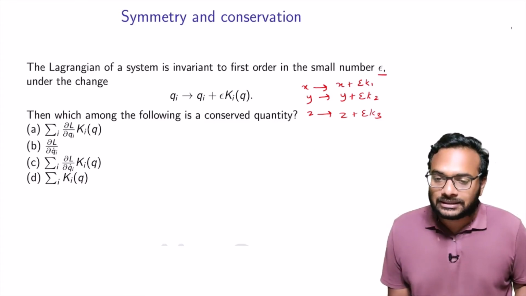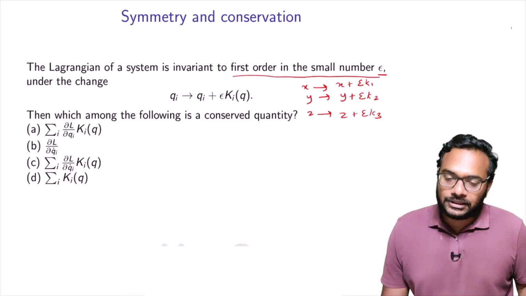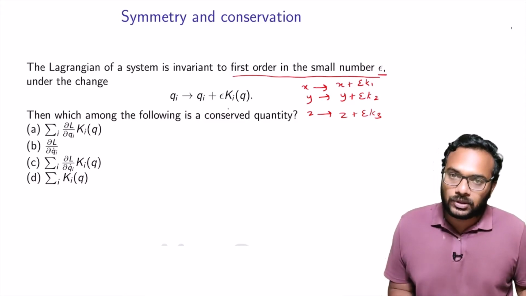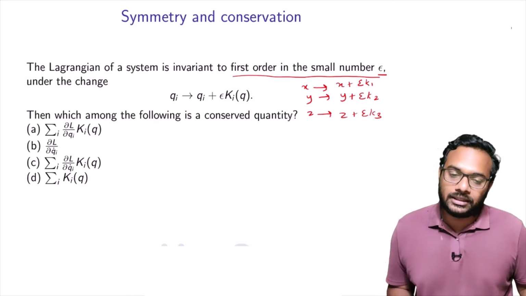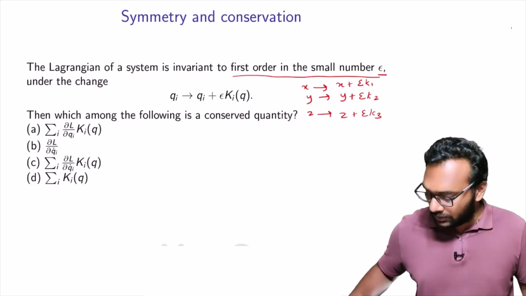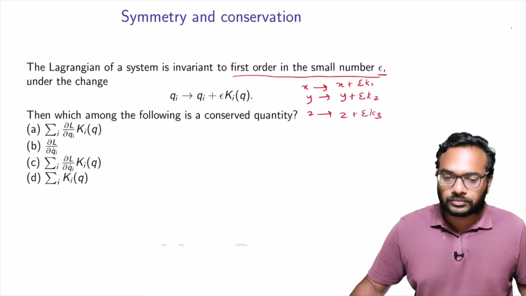So this is given. The Lagrangian of a system is invariant to first order in the small number epsilon under the change qi goes to qi plus epsilon ki of q. Then which among the following is a conserved quantity? Let's see how we can do this.